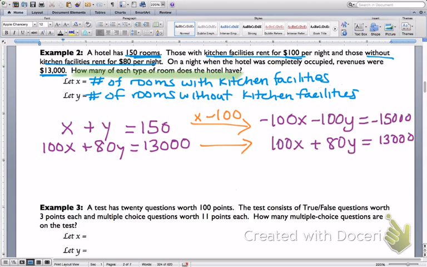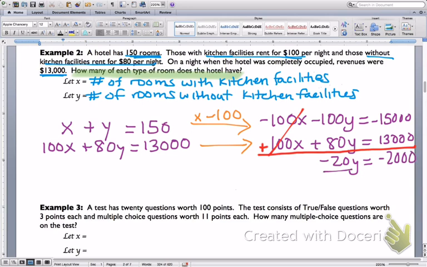So once they're multiplied, we get the following 2 new equations. I'm going to go ahead and use elimination by adding them. The 100x cancels with the negative 100x. And the y's combined give me negative 20y, and the negative 15,000 and 13,000 give me negative 2,000.